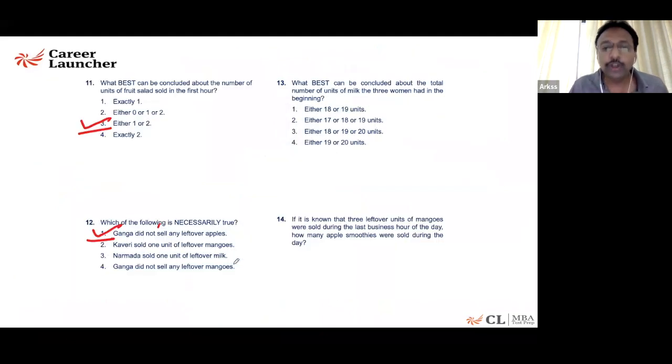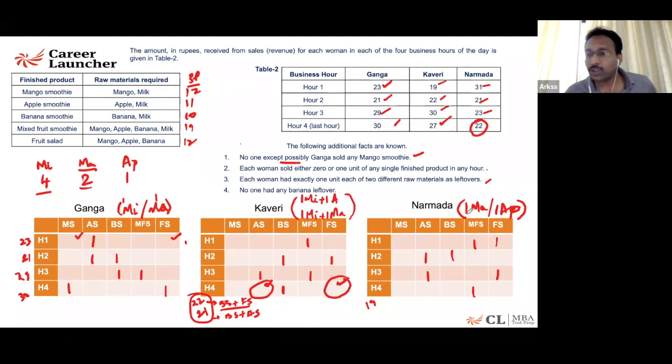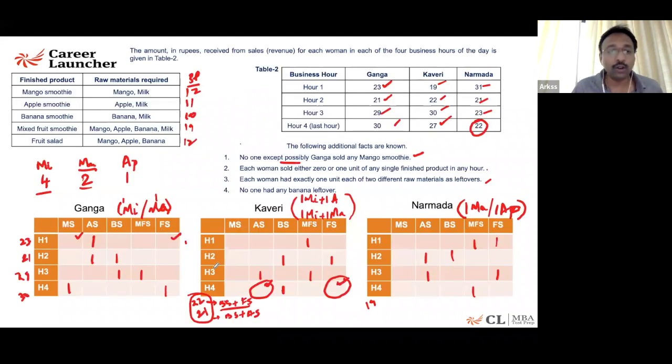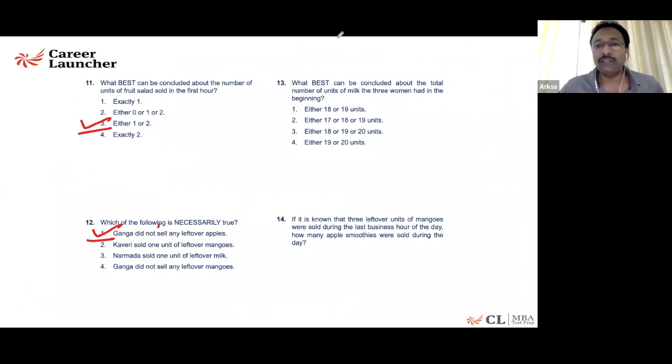Narmada sold 1 unit of leftover milk. In fact, it is definitely not 1 unit of leftover milk. Ganga did not sell any leftover mangoes. We saw that Ganga did sell 1 leftover mango. So clearly the answer is choice 12.